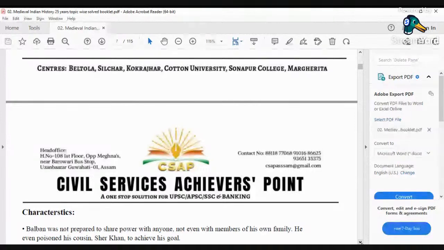Iltutmish had a son, but unfortunately he was also killed. The name of his son was Nasiruddin Mahmud. So he also could not become the king, and he is not that important for us, except for the fact that he was killed, and in his memory, Iltutmish built a tomb. It was the first example of a tomb in India.